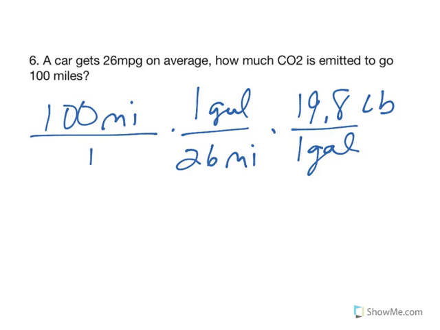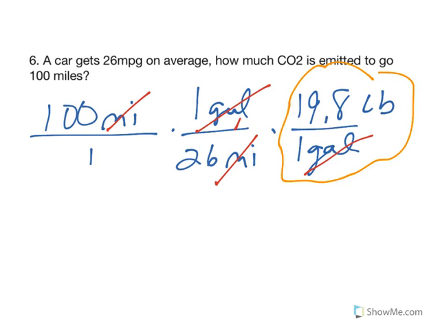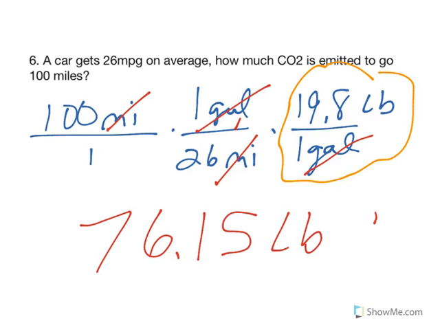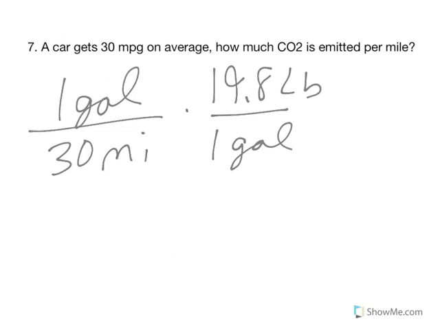Well, again, for CO2, you're going to need to use the pounds over gallons. So you could work backwards on this one, or you could think, I have to go 100 miles. Well, to go 100 miles, how many gallons am I using? So if I would say 100 miles and then 26 miles per gallon, my miles cancel out. Now I'm in gallons. Once you're in gallons, you can go to pounds, and you end up with approximately 76.15 pounds of CO2. And in number 7, a car gets 30 mpg on average.